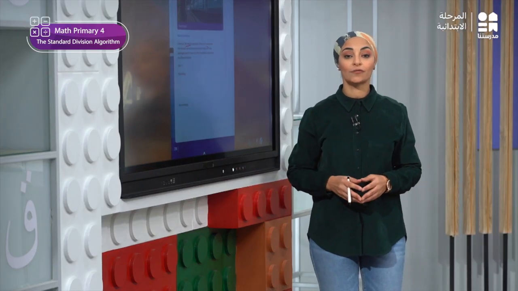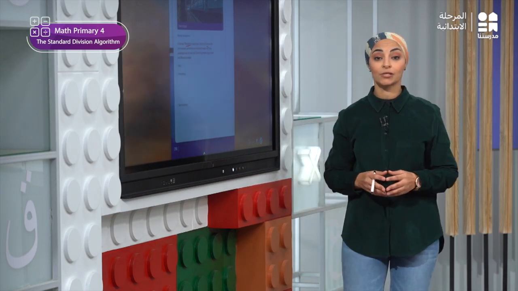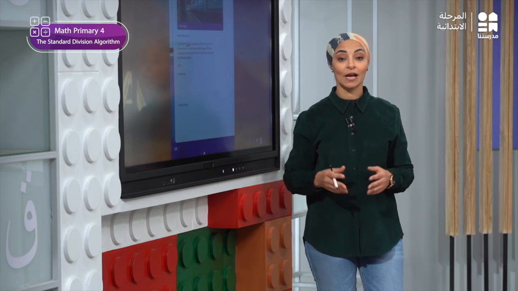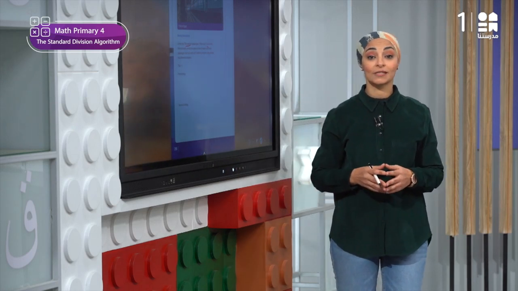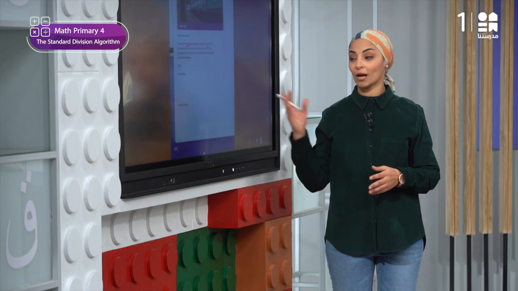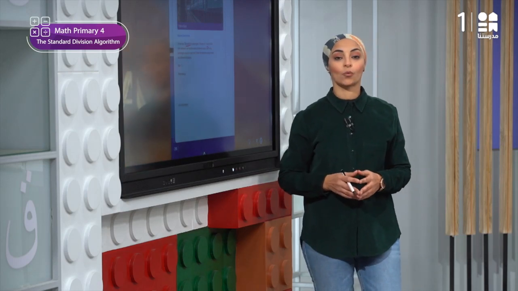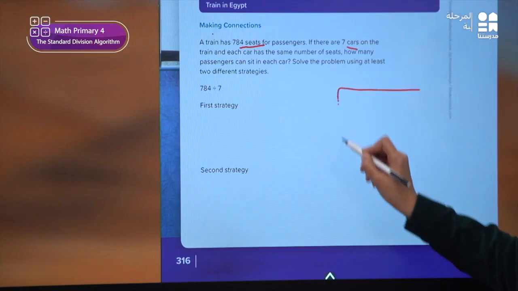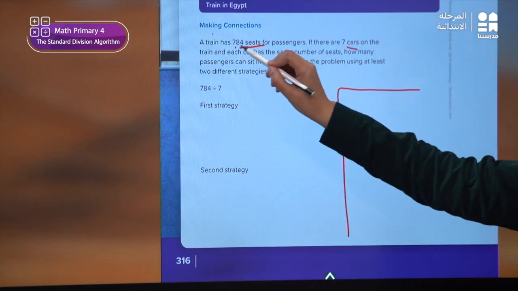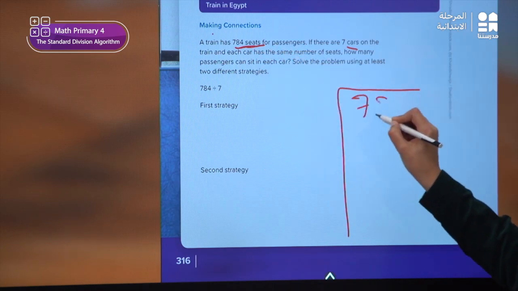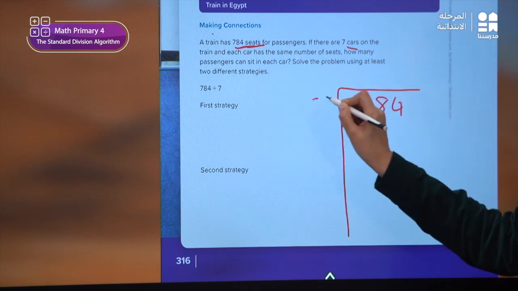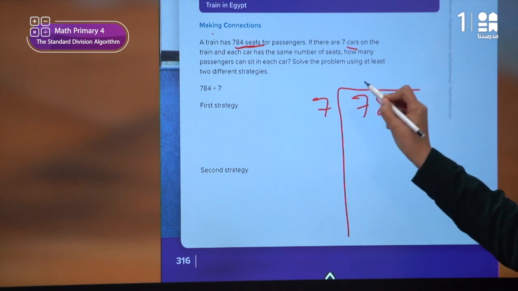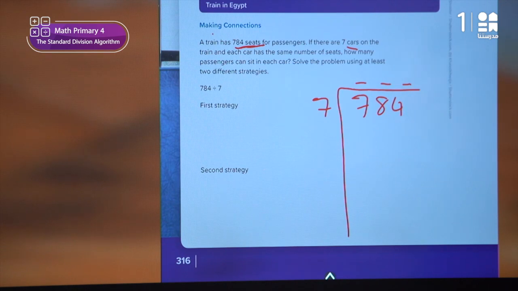Now, when trying to divide it using the standard strategy, okay? Now I will solve it with the standard strategy, because as we know, our lesson today is called the standard strategy. So I will solve it in this way. So I will start to write the dividend under the line. Let's draw it all together. I will start to write the dividend 784 under the line and 7 here on the left side. Then what should I do? I will put the answer up here.